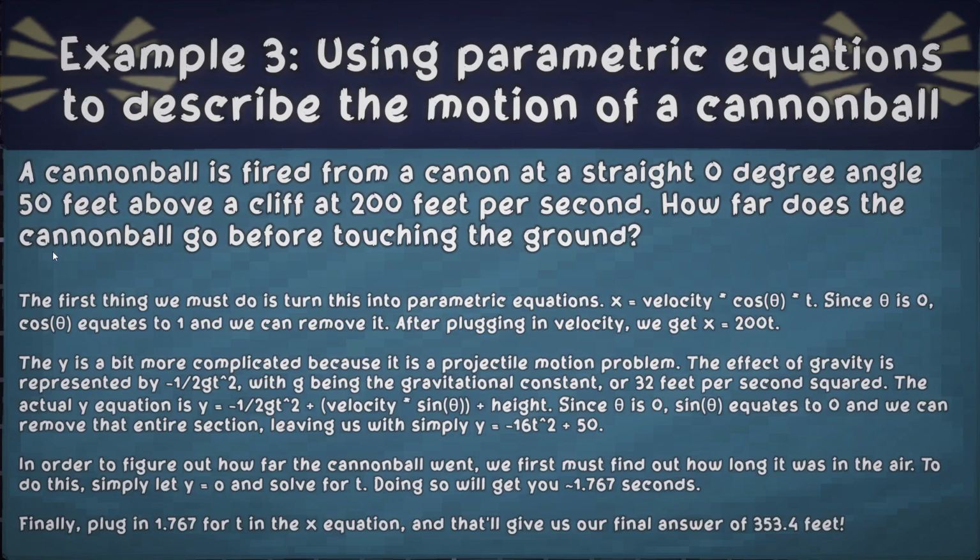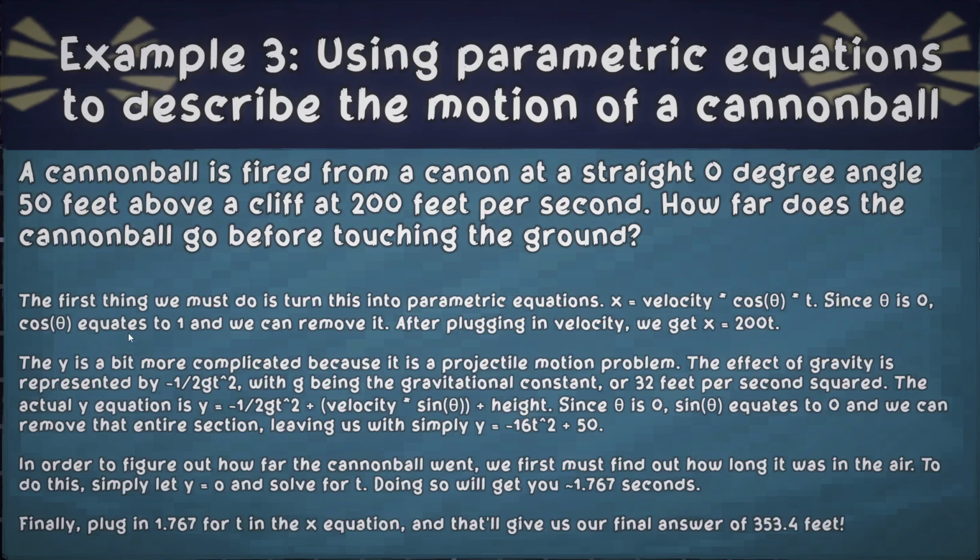Well, the first thing we must do is turn this into parametric equations, like with before. So for x, that's simply just going to be the velocity times the cosine of theta, because it's going horizontally, times t. And since the angle is just 0 degrees, it's going straight forward, then cosine of theta is equal to 1. And we can just remove it because it's just multiplying by 1. And we can get our velocity from here. We can see it's 200 feet per second. When we plug that in, we get x equals 200t.